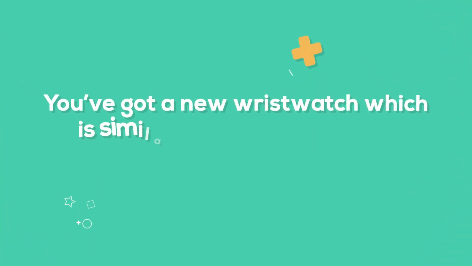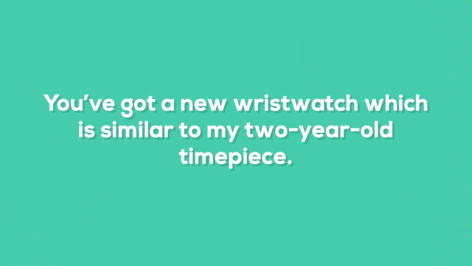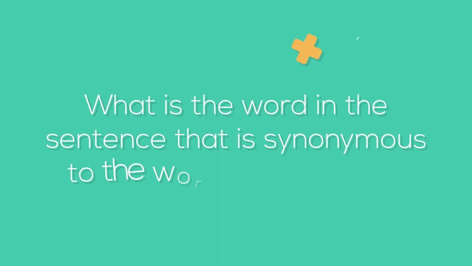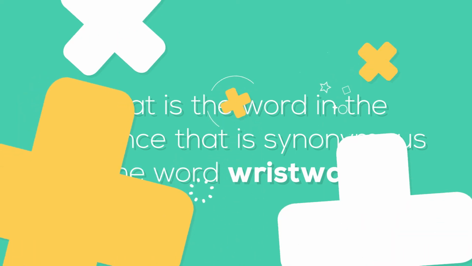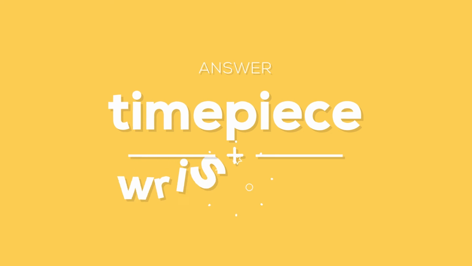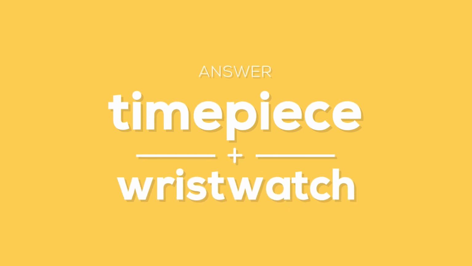First sentence. You've got a new wristwatch which is similar to my 2-year-old timepiece. What is the word in the sentence that is synonymous to compound word wristwatch? What do you think is the answer? Yes, timepiece is the same as wristwatch.